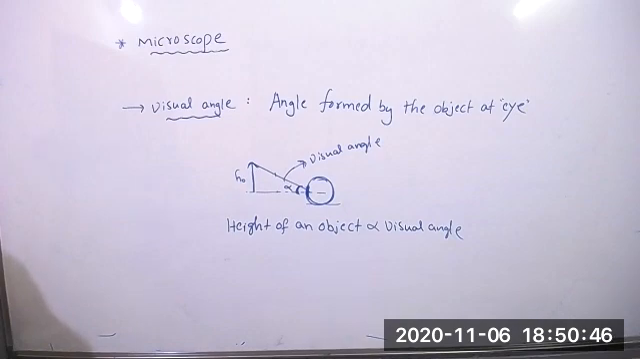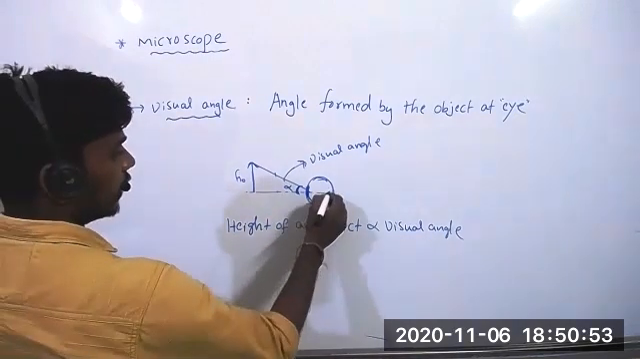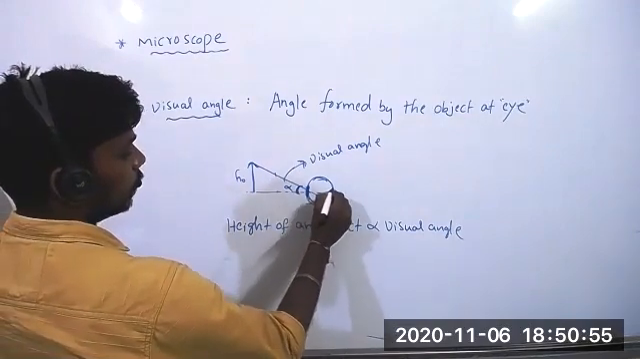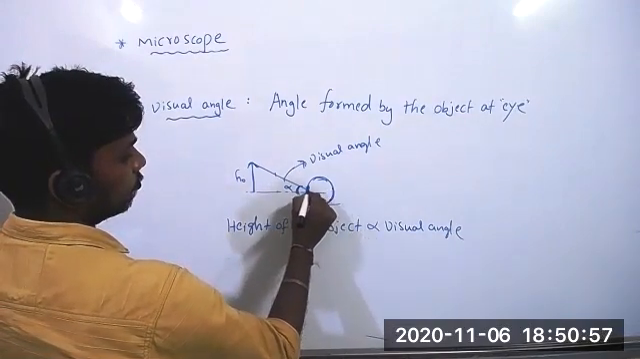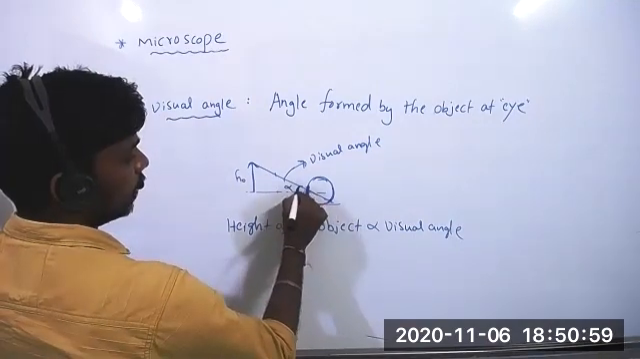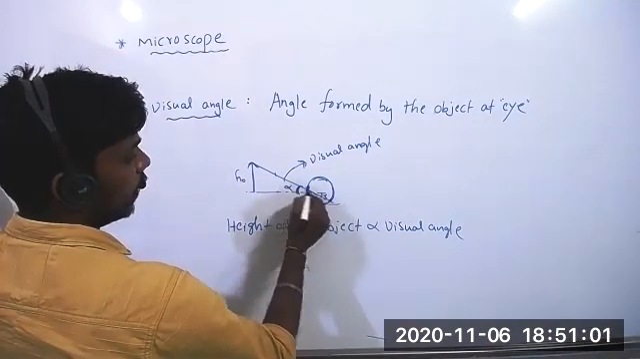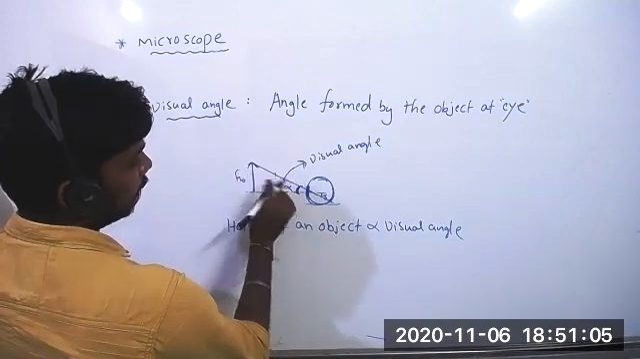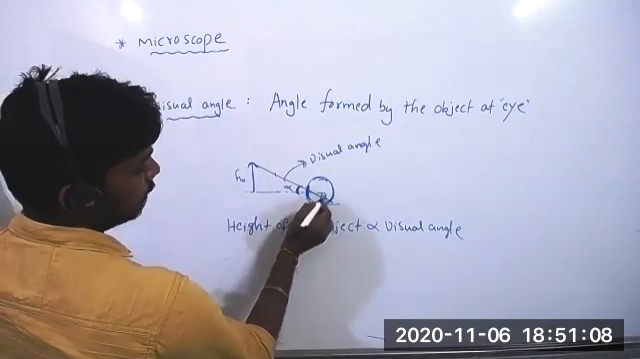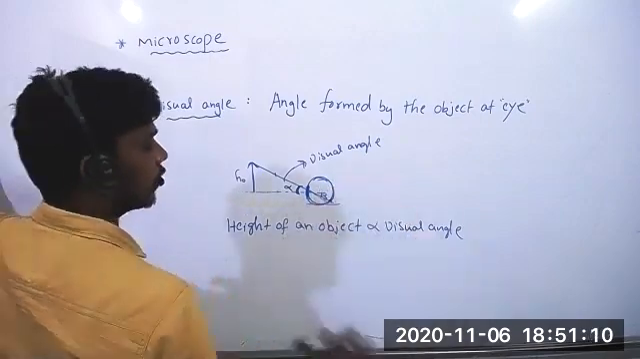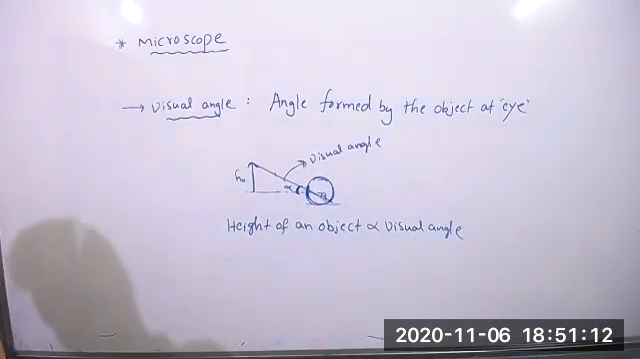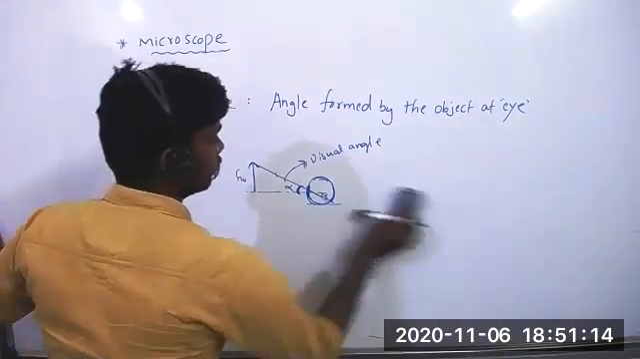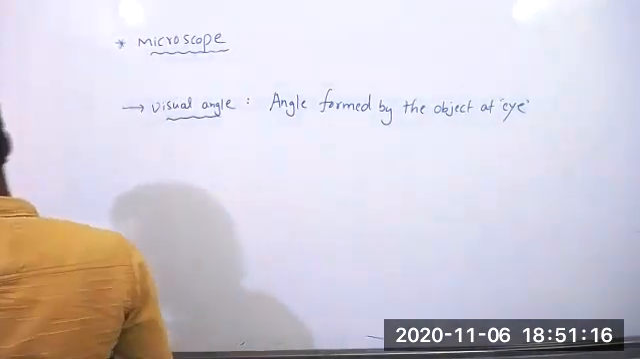Angle formed by the object at the eye. If you take it as the retina, the image forms here. So if it is alpha here, it is also alpha, theta, it is also theta. When it is increasing, definitely it will increase. So image size also will increase. So remember this one. Next point.